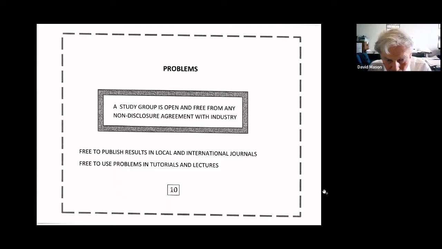Now, there's a very important point about study groups. A study group is open and free from any non-disclosure agreement with industry. That means that we do not have any contracts with industry about publishing. We can publish anything that we work on. We can use it in our lectures and tutorials. The problems, therefore, are not secretive. They can be discussed openly in the study group.